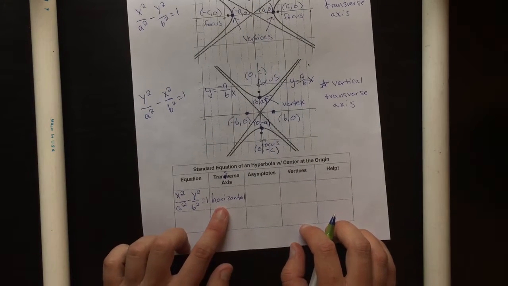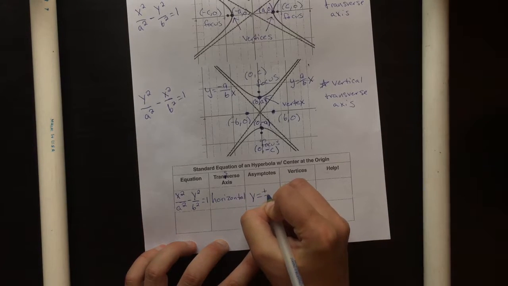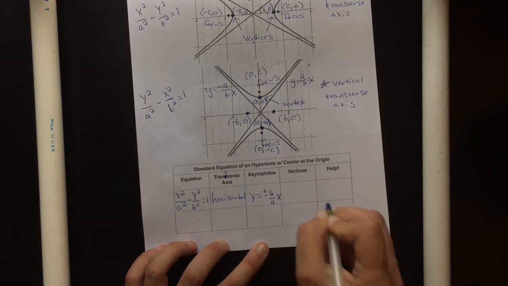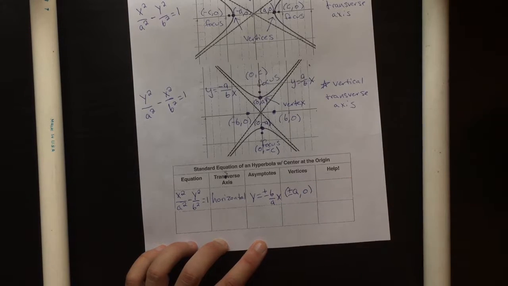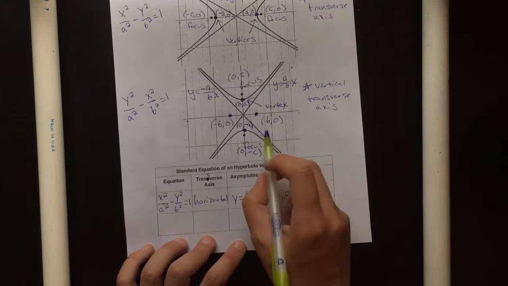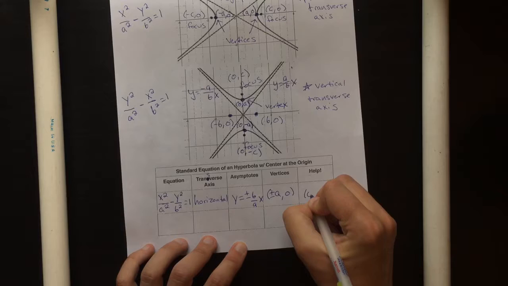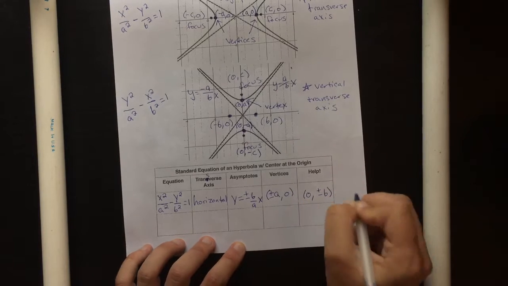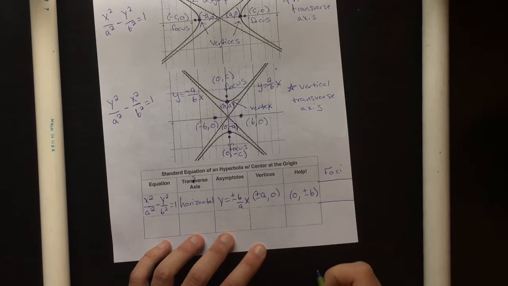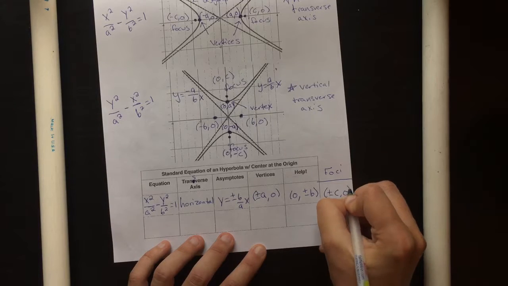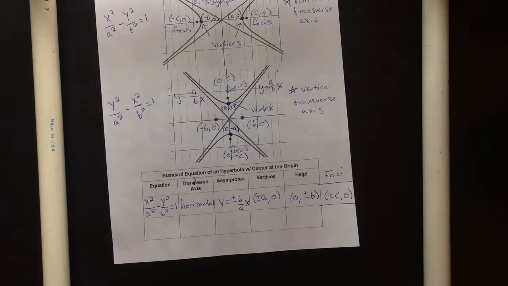All right, back to our chart. Horizontal asymptotes are at y equals plus or minus b over a x. Our vertices are at plus or minus a comma 0. Our help points, which would also be in this area on here, are at 0 comma plus or minus b. We need to add in our foci. And those are at plus or minus c comma 0. So that is our horizontal transverse axis hyperbola.